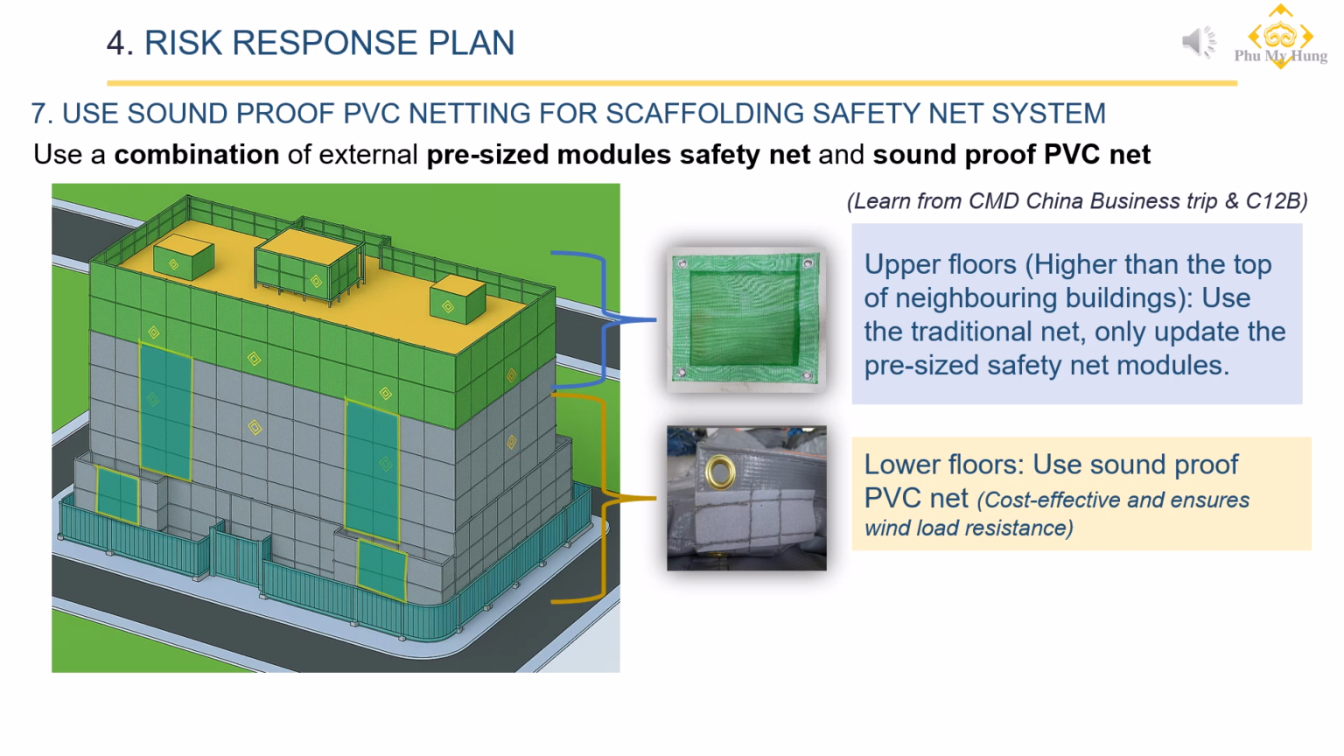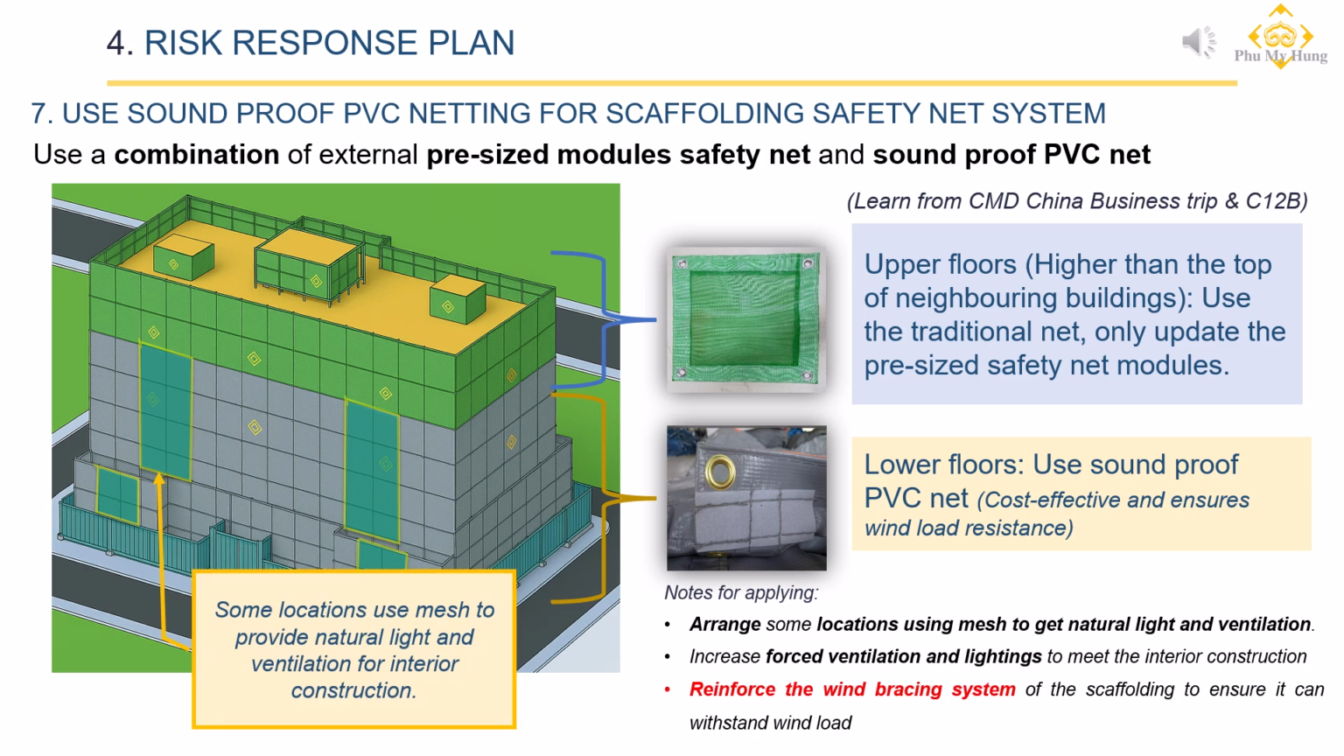This will also help reduce costs related to netting installation and minimize the applied height to ensure the wind load-bearing capacity of the scaffolding. Furthermore, we will pay special attention to arranging mesh in certain areas to allow natural light and ventilation, and to increasing forced ventilation and lighting to meet the requirements for inside construction.